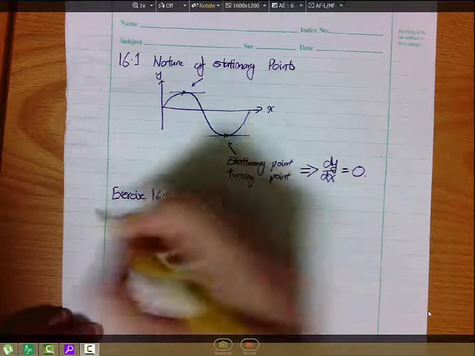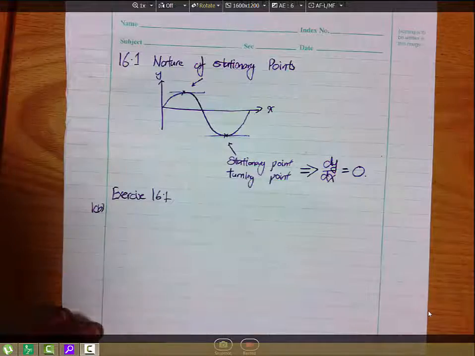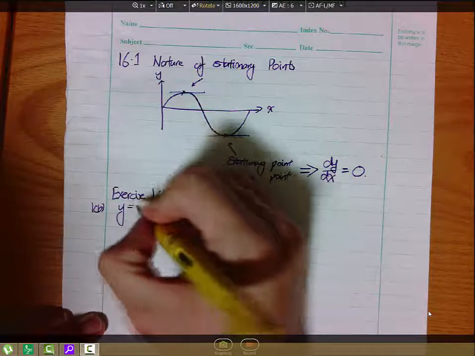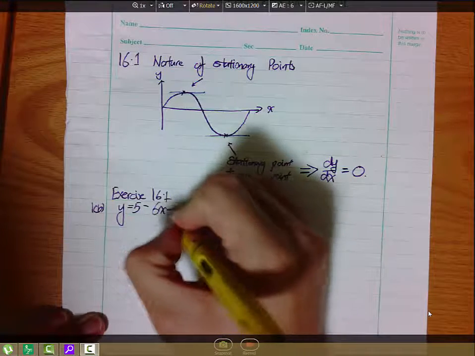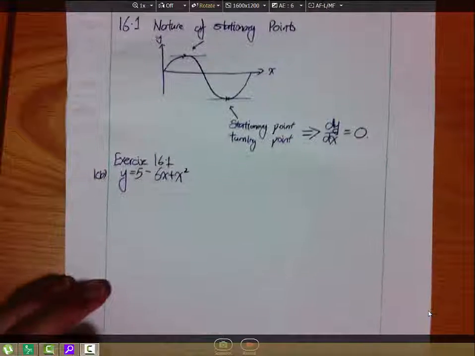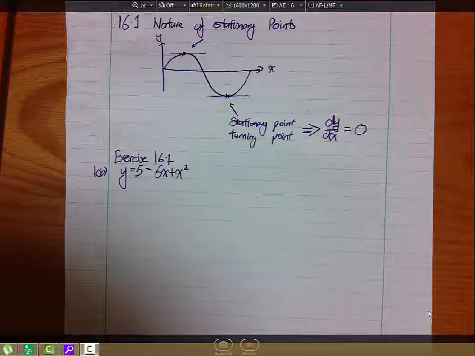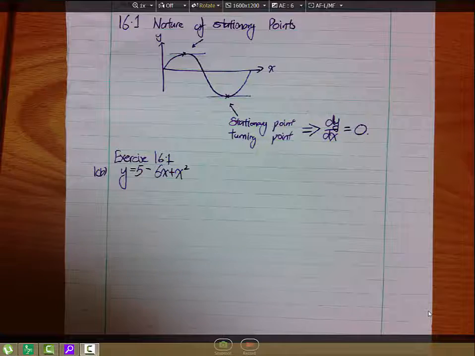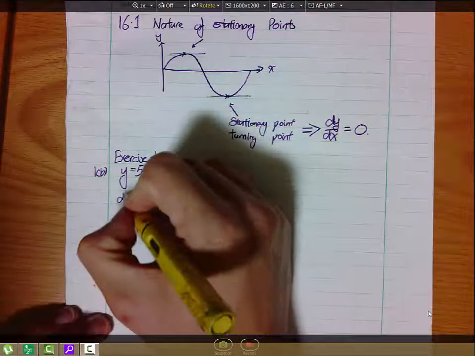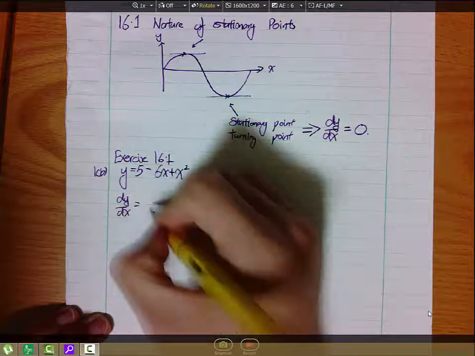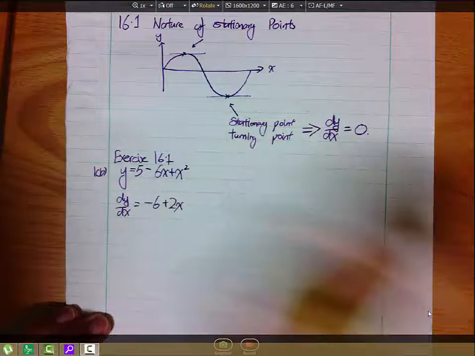and the first one I'm going to do is question 1b. First, they give you the equation y equals 5 minus 6x plus x squared. And the question asks this of you: find dy/dx and hence find the coordinates of each stationary point. So first I find dy/dx equals negative 6 plus 2x.